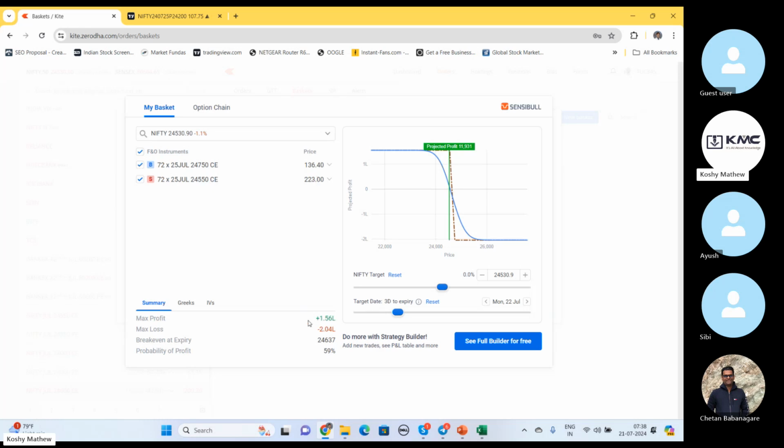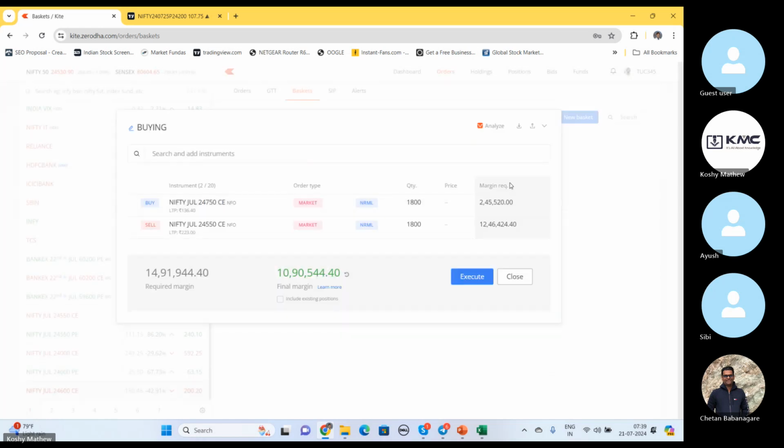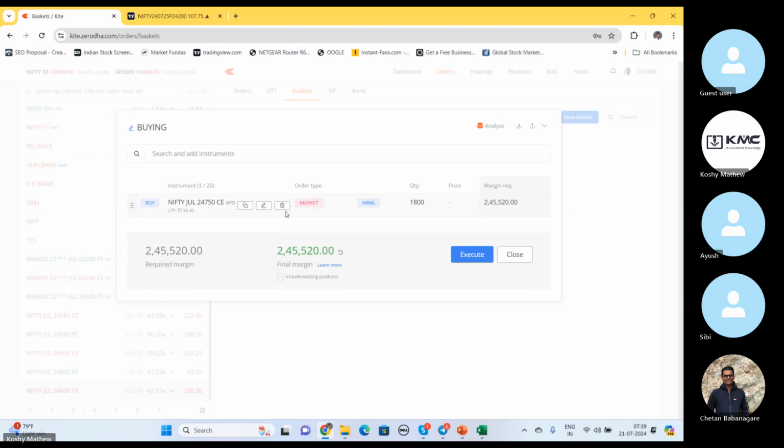This is another thing. If you're 100% sure, or not even 100% sure, that Nifty will go, then you'll take this call because your losses are limited. If I take off this hedge, losses are unlimited. If I put the hedge, losses are limited. This is one thing you can do.